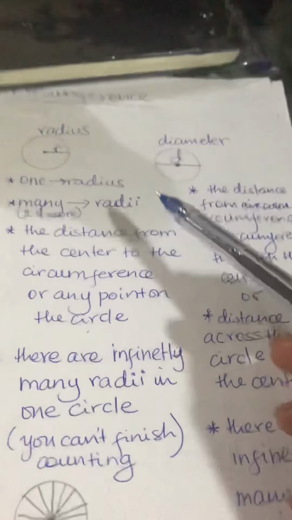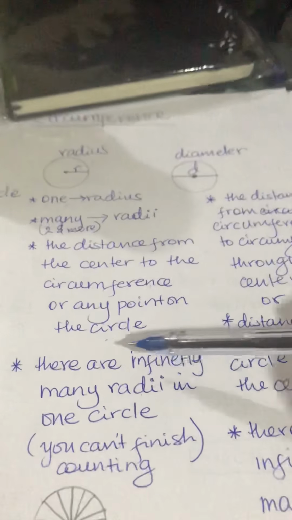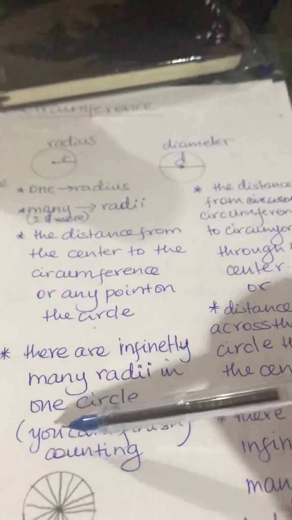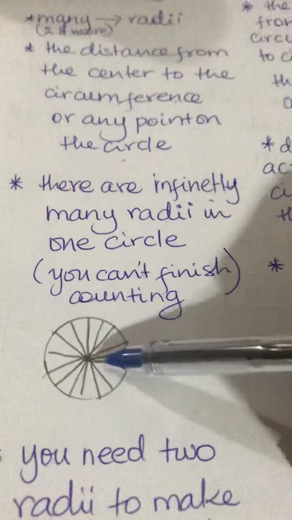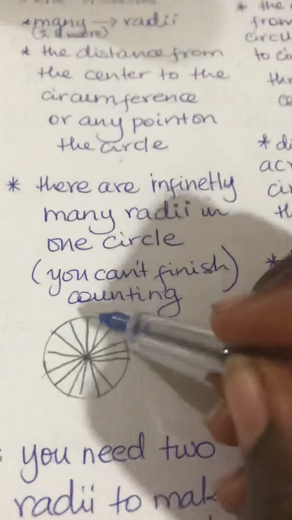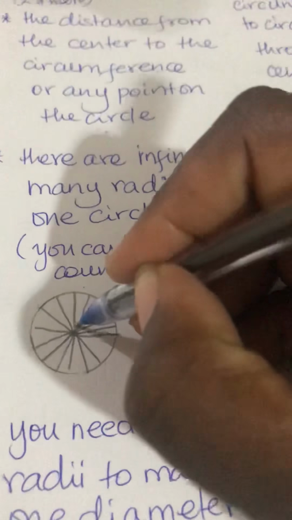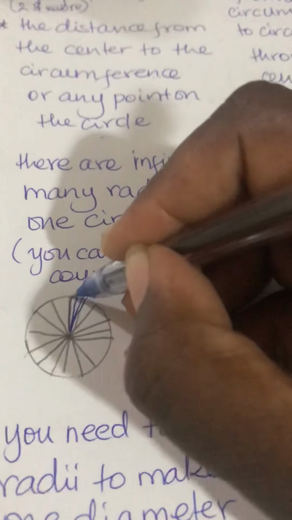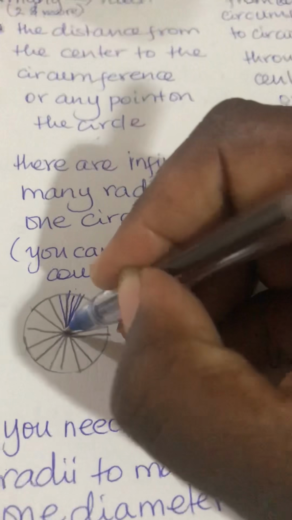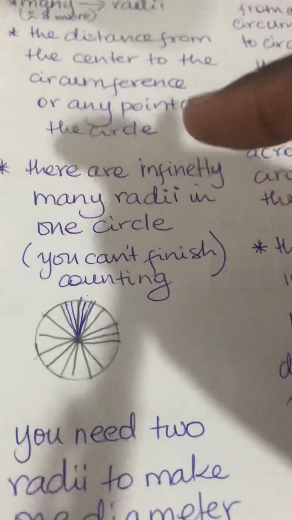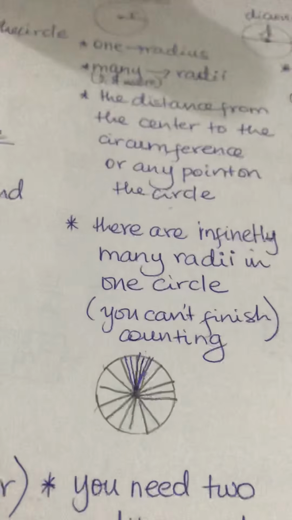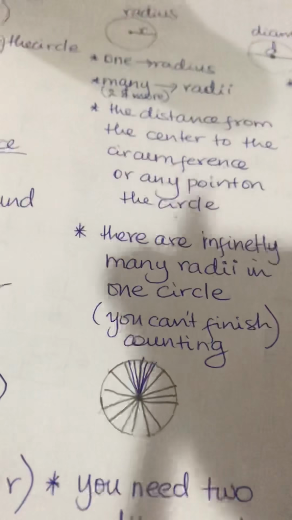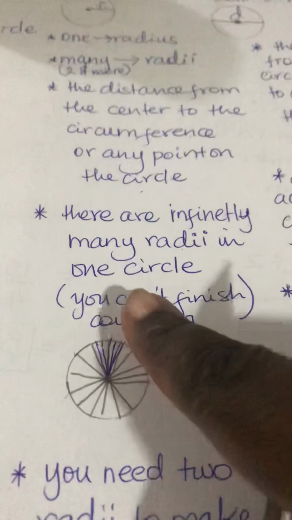How many radius or how many radii are in a circle? You cannot count how many there are. There is a lot of them. So we are going to say there are infinitely many radii in one circle. So all these lines are what I'm calling radii. If I continue drawing, I have to fill out this white space as long as I am getting to the end of the circle. So it is so many I cannot count. So if somebody asks you how many radii are in a circle, you will say there are infinitely many radii in one circle.